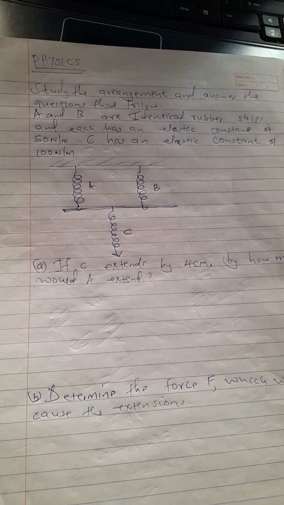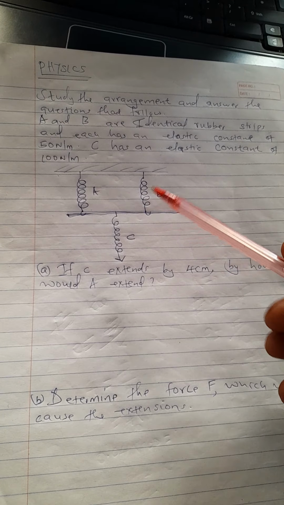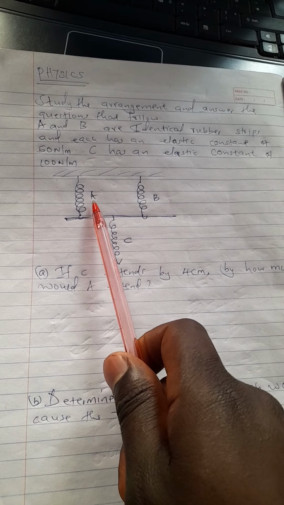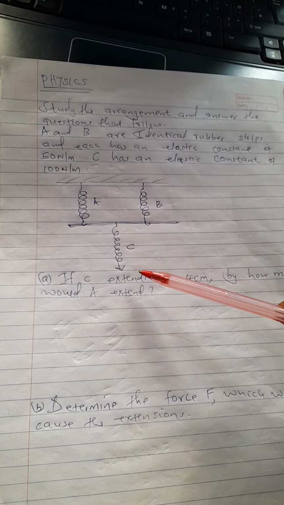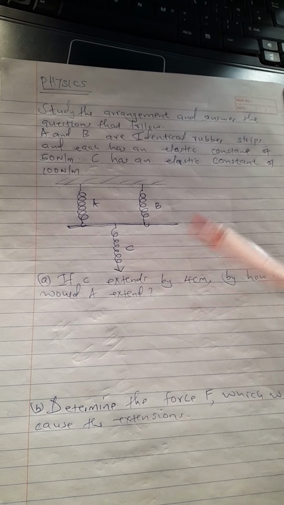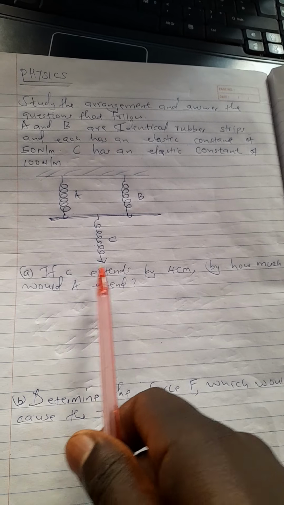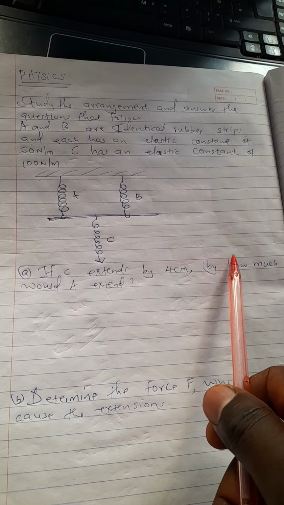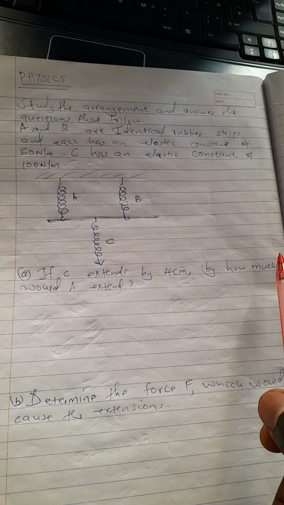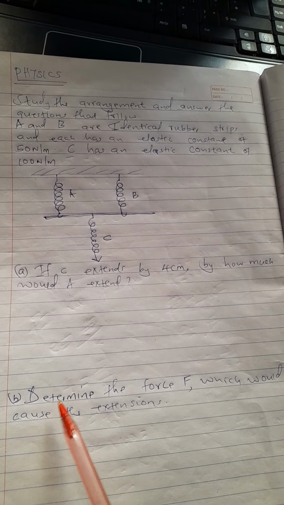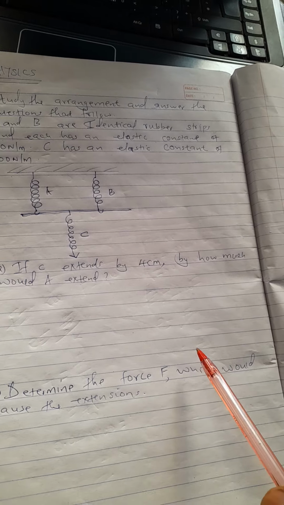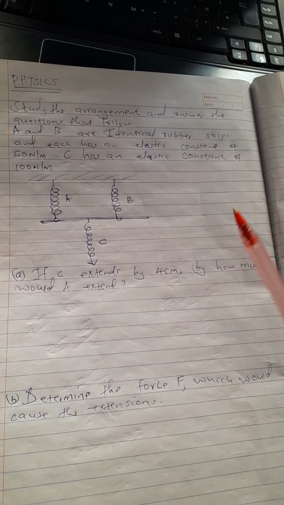So here is the diagram. This is strip A, this is strip B, and this is strip C. Our first question is, if C extends by 4 centimeters, by how much would A extend? And our second question is, determine the force F which will cause the extension.